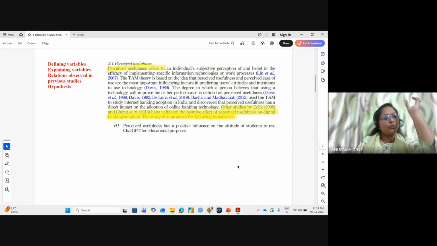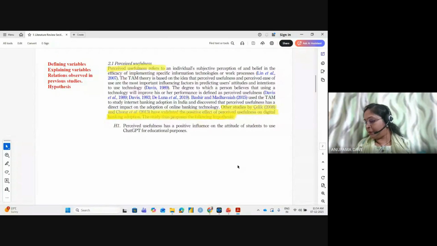So then you define the variable, explain the variable, and then try to show what was done in the past, how this variable was related to the context that you are studying, and then you propose your hypothesis. I've just pasted one paragraph, but if you have the paper with you and you scroll through, you would see small sections like this being written by them.